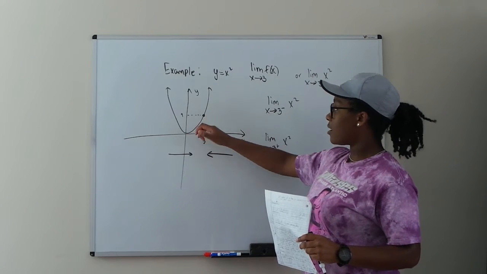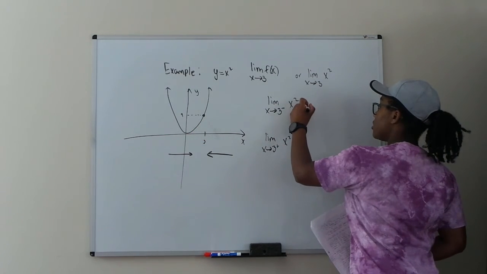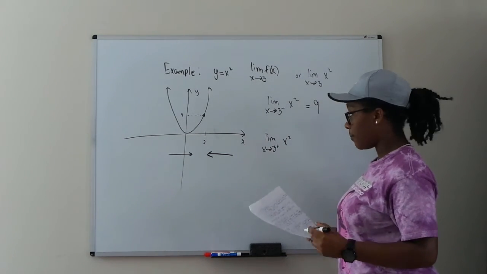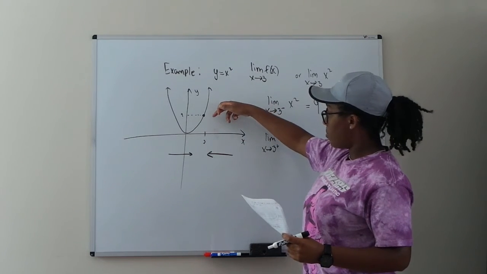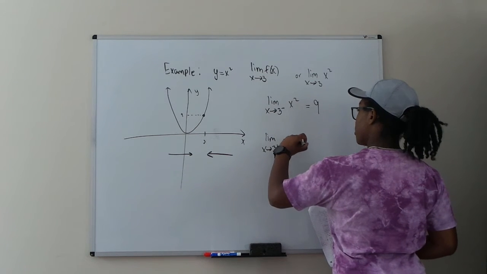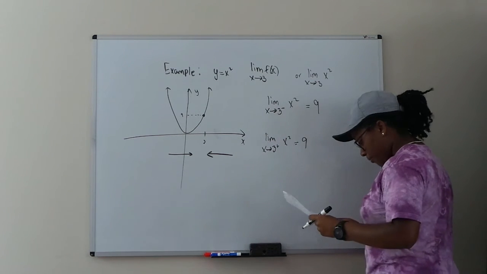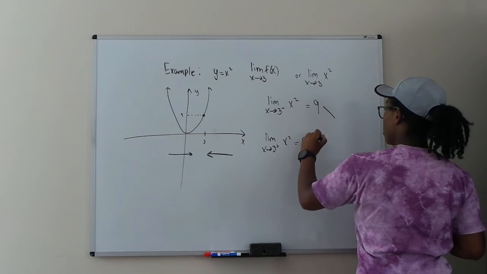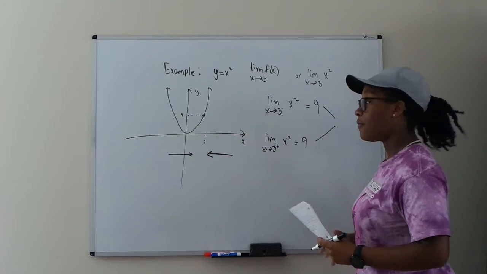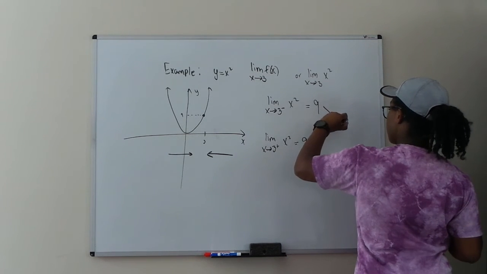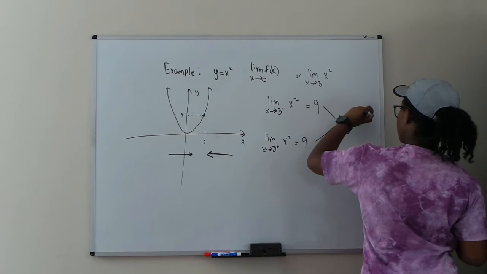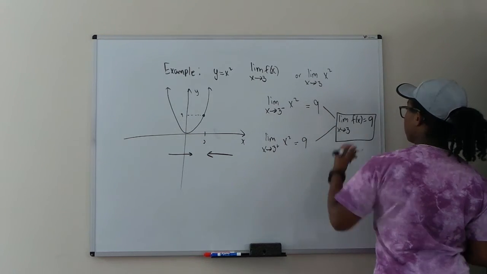Okay, so if we follow the left arrow, as we approach 3 from the left side, it looks like it's going to 9. So we can say that the limit as x approaches 3 from the negative side of x squared is equal to 9. And then as we follow the right arrow coming from above, it also looks like it's approaching 9. So we can say the limit as x approaches 3 from the positive side of x squared is equal to 9. And so because both of these converge to the same number, which means they just equal the same finite value, we can say that the limit as x approaches 3 of f of x is equal to 9. And that would be like our final answer.